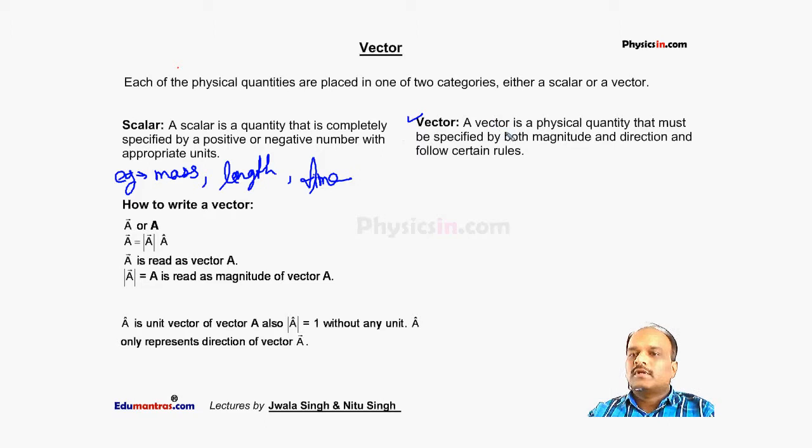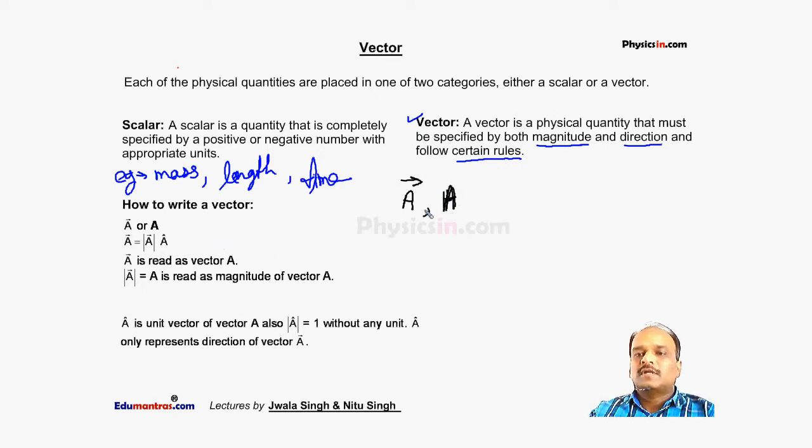Whereas a vector is a physical quantity that must be specified by both magnitude and direction. Means vectors are those quantities which have magnitude as well as direction, and they must follow certain rules which we will discuss later. The question arises how to write a vector. If I want to say that A is a vector, then I will write A and put an arrow over it. So it represents a vector. Or I can write it in a bold letter. This is also read as vector A.